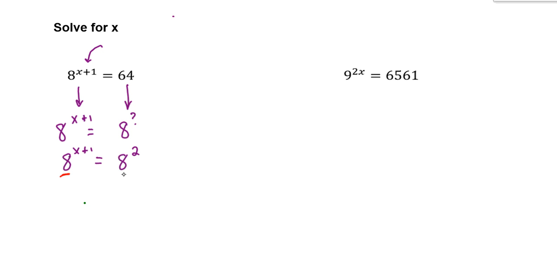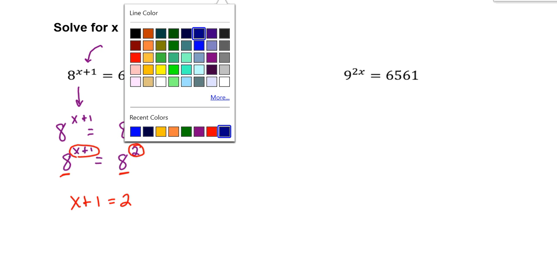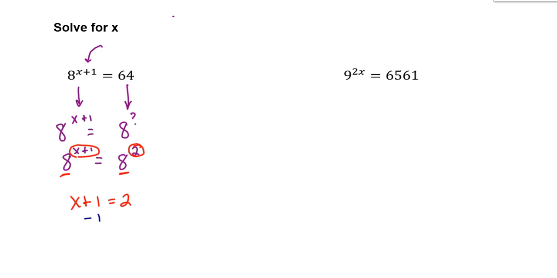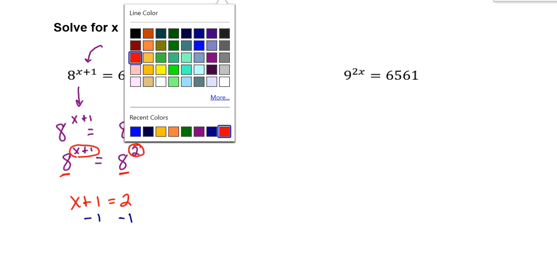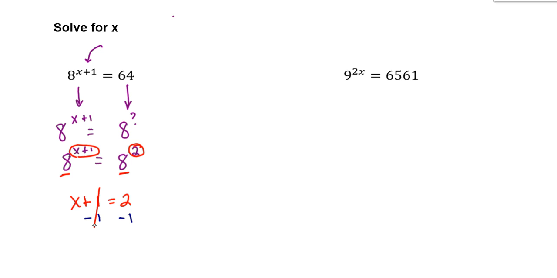They both have 8 there, which means we can take these powers and say that they are also the same, or we say that they are equal. Now that's just a straightforward linear equation. You've seen 1,000 of them, or maybe a couple hundred. I don't know how many. I've seen millions of them, right? You finish solving and you end up with x equals 1.